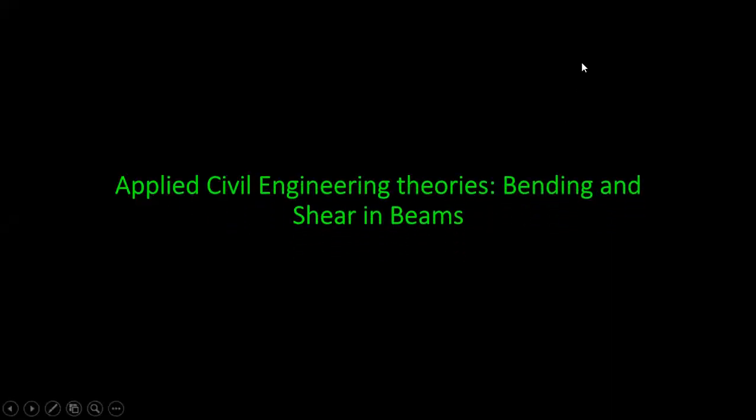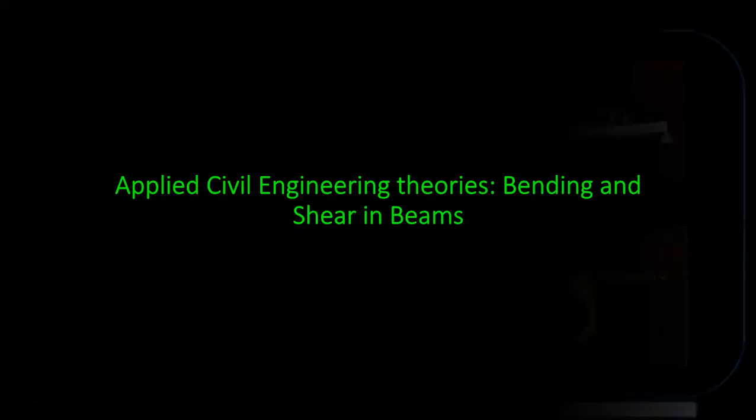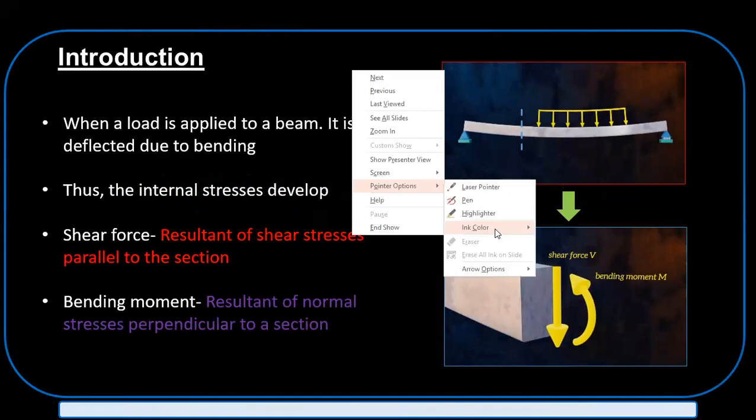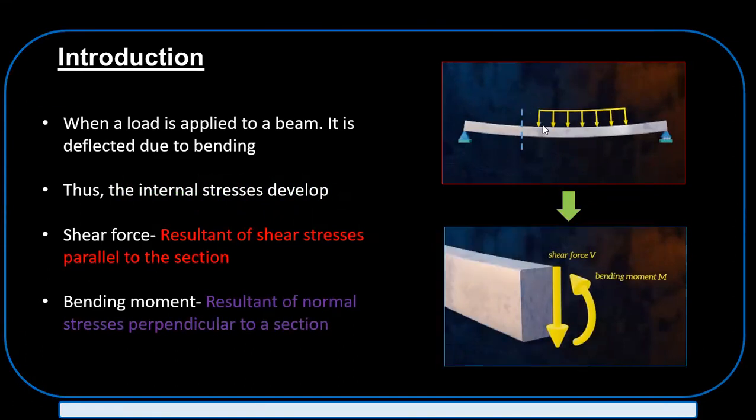Hello everyone. Today we are going to discuss applied civil engineering theory, that is basically bending, shear, and beams. These two topics are more often used in analysis. If you apply a load to a particular beam, it deforms and is subjected to bending.